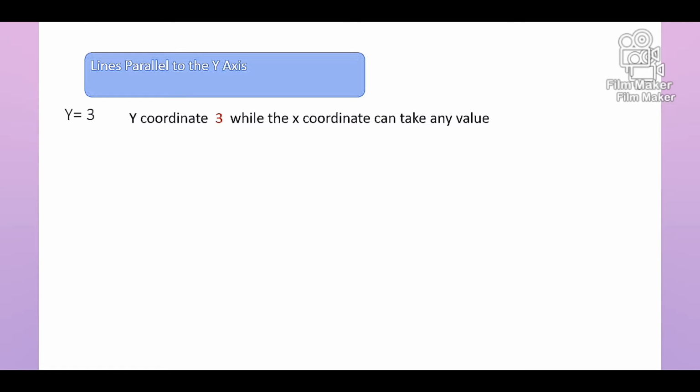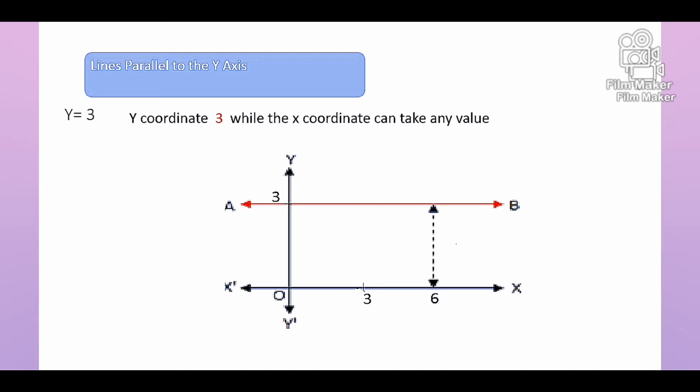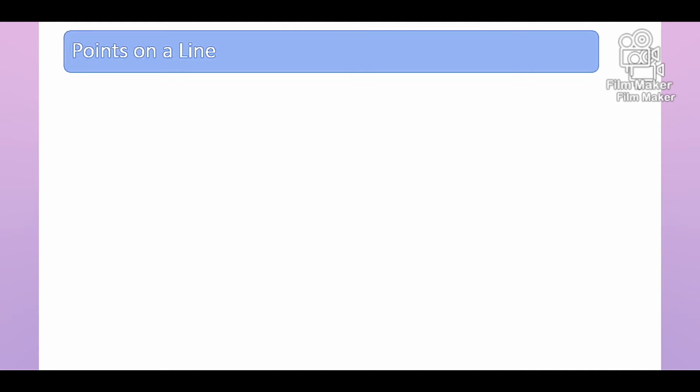Lines parallel to the x-axis. Now y equals 3. The y coordinate is 3 while the x coordinate can take any value, the same as the other way around. Here you can see the y coordinate is 3 but the x coordinate is 6. So no matter what the x coordinate is, here y should be 3. So y equals 3. You can have a look here now.